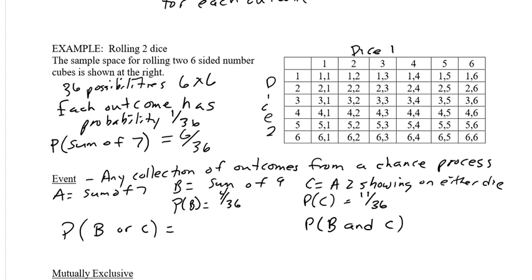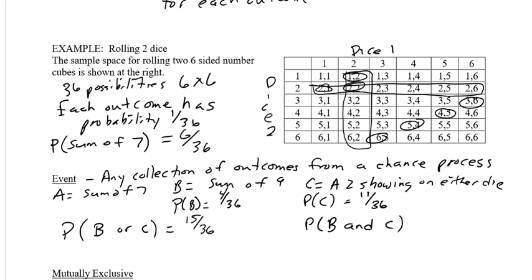Alright, so you probably calculated the probability of B or C, which would be the probability that it adds up to 9 or there is a 2 showing. Well, adds up to 9, we've got those 4, and then a 2 showing, we've got the 11, all of these, and all of these. And so there's a 15 in 36 chance that you'll either get a sum of 9 or a 2 will be showing on either die.